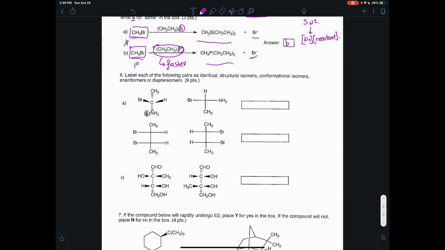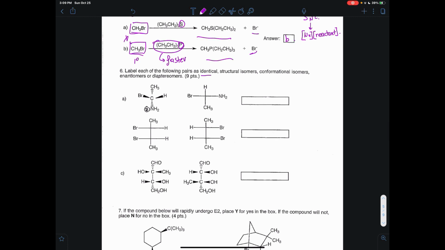Alright, so number 6: label each of the following pairs as identical, structural isomers, conformational isomers, enantiomers, or diastereomers. Let me mention a couple things about this one. Identical is just going to be the same, right? Structural isomers is the same formula, different connectivity. And then you have enantiomers.